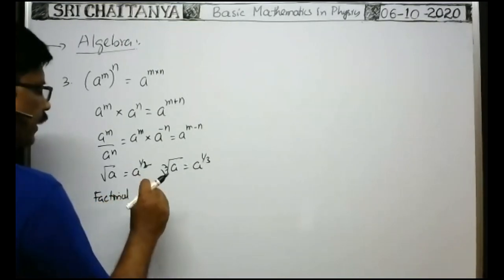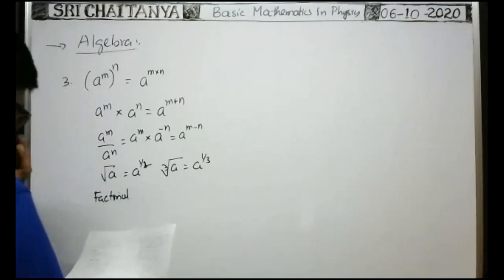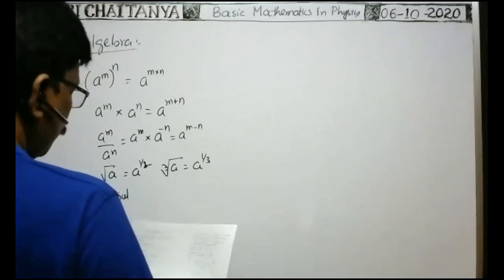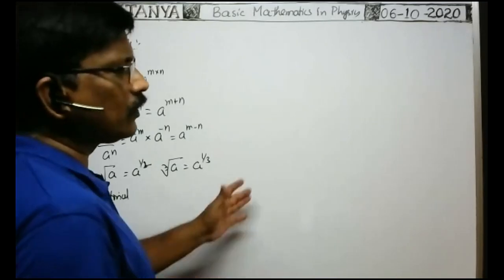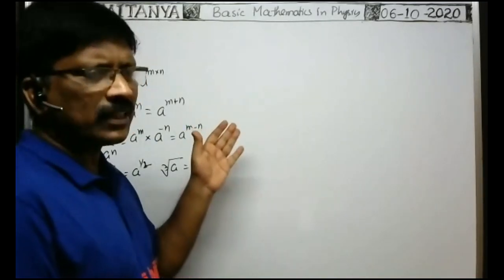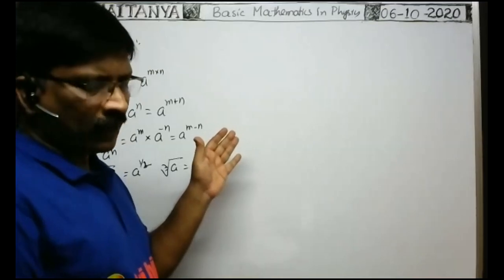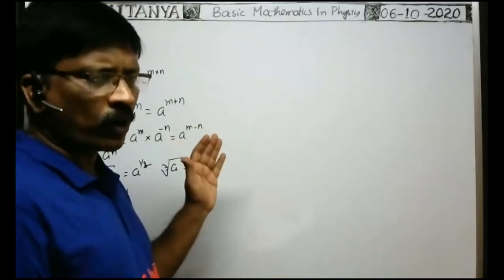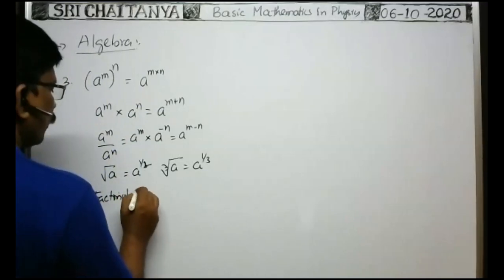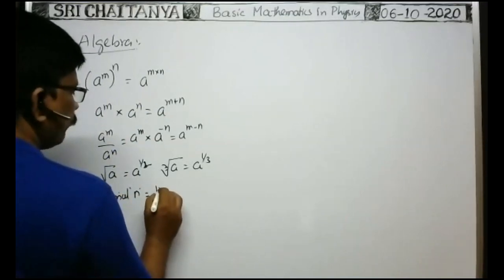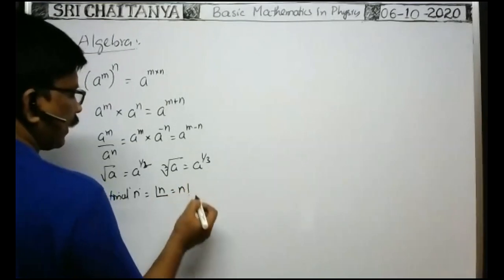Factorial n. Instead of writing 1 into 2 into 3 into 4 into 5 into 6 into like that, when multiplication of number of natural numbers, instead of writing product of number of natural numbers, simply we can write factorial n. Factorial n means n factorial, n factorial is the right symbol.